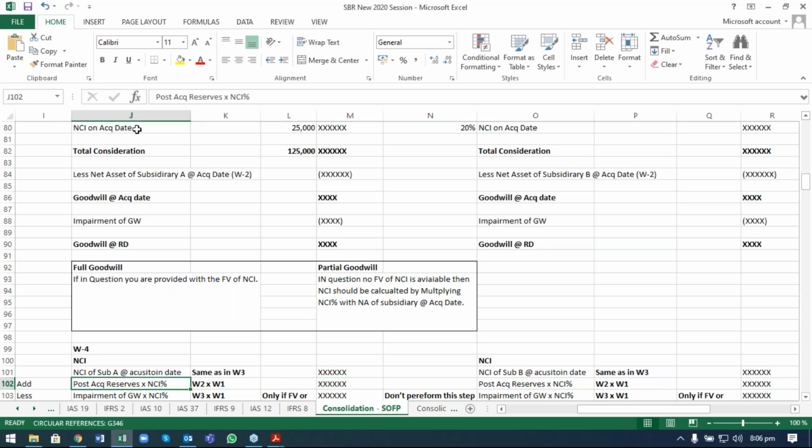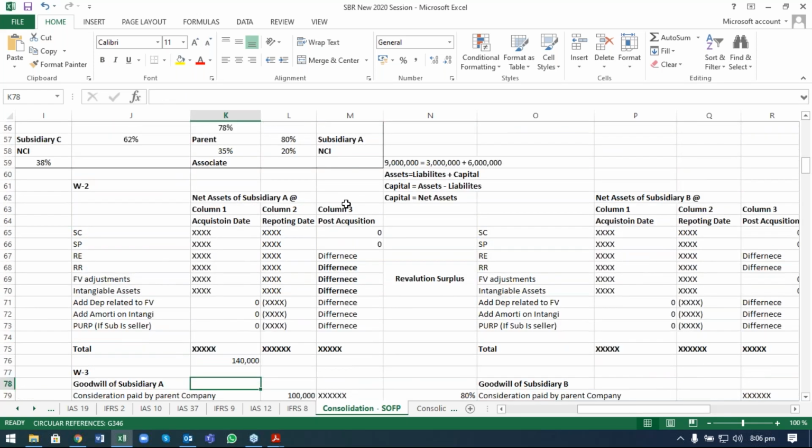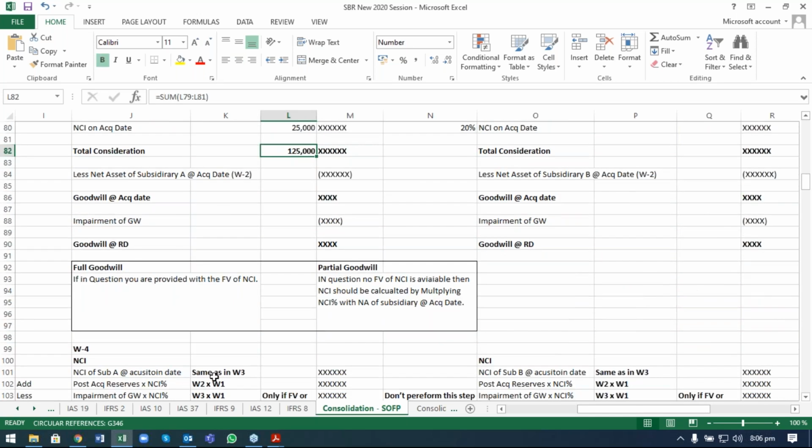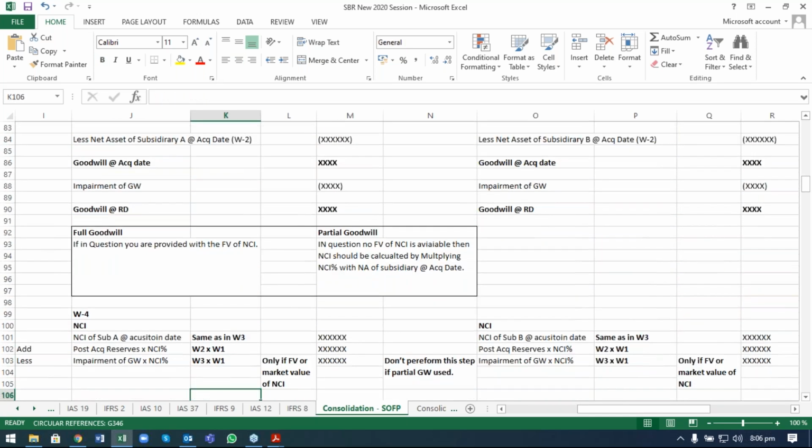Then post acquisition reserve multiplied by NCI percentage. You can see this post acquisition reserve was provided in working 2. This column 3 is post acquisition reserves of the subsidiary. It means any reserves that were created by the subsidiary after acquisition period multiplied by the NCI percentage which was provided in working number 1, and I have referred in this scenario, this working 2 multiplied by working 1.